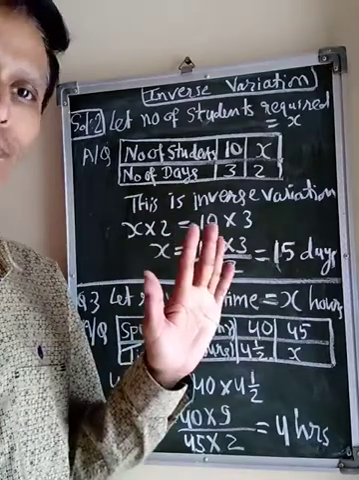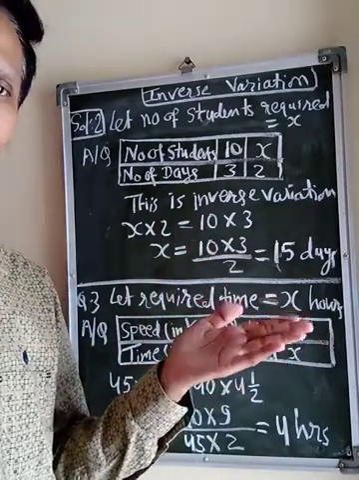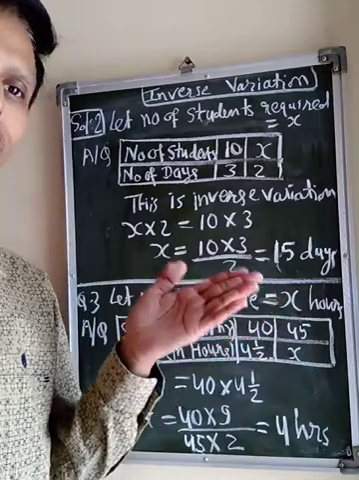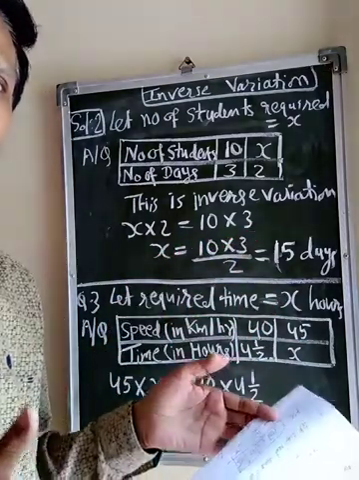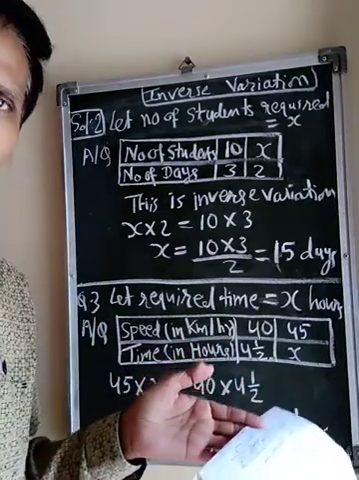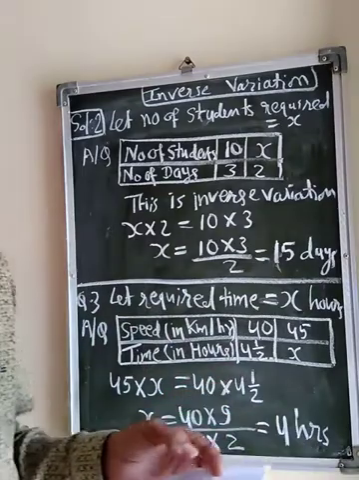Cost of 5 books is rupees 100. What will be the cost of 7 books? In this situation you can see if the number of books increases, the cost of the books will also increase. So that is direct variation.